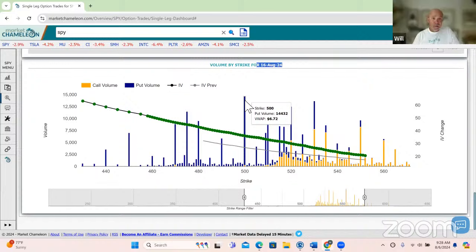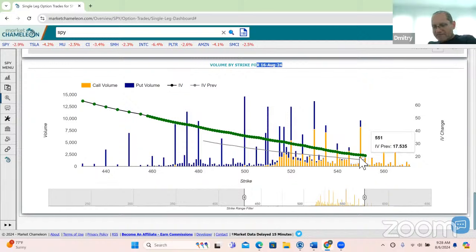In other words, if we took the volume weighted average price of all those single leg trades in the SPY 500 put, it traded for a weighted average price of $6.72. So that's really quick, we're scanning and getting insights and an idea of how things are trading.